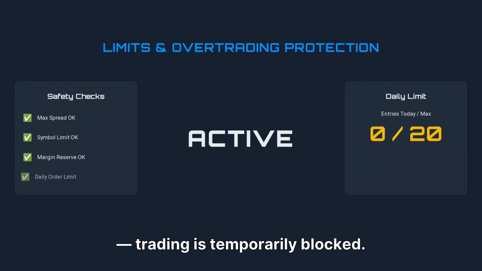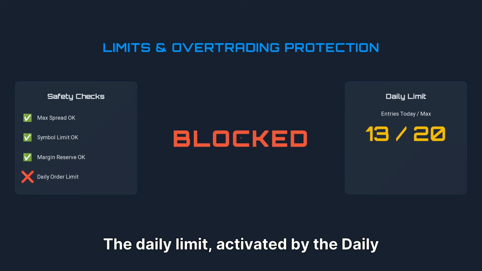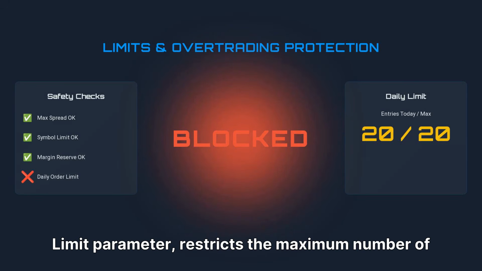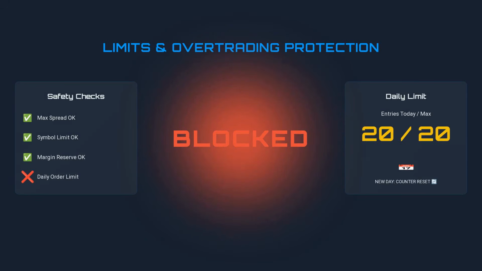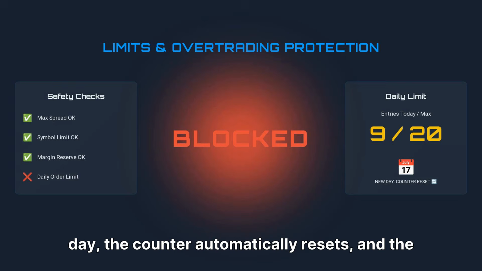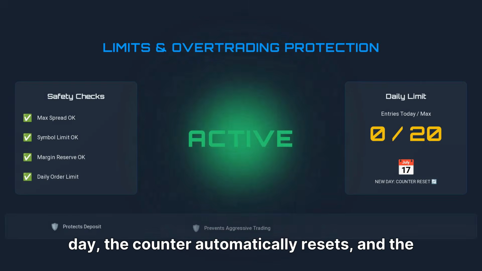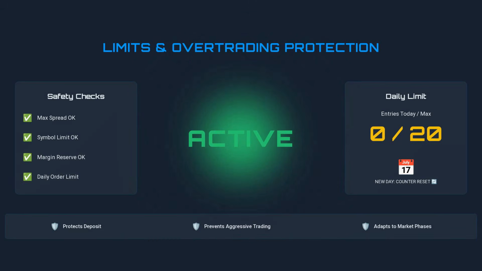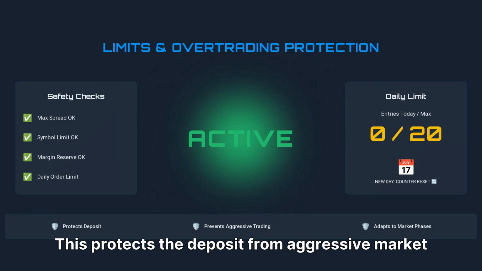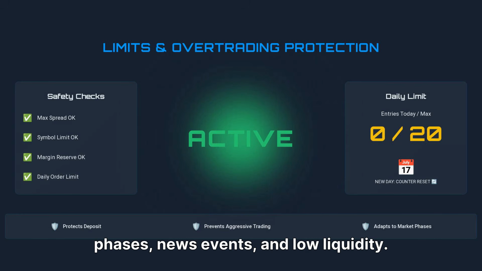If at least one condition is violated, trading is temporarily blocked. The daily limit, activated by the daily limit parameter, restricts the maximum number of entries per day. At the start of a new trading day, the counter automatically resets, and the system resumes order placement. This protects the deposit from aggressive market phases, news events, and low liquidity.